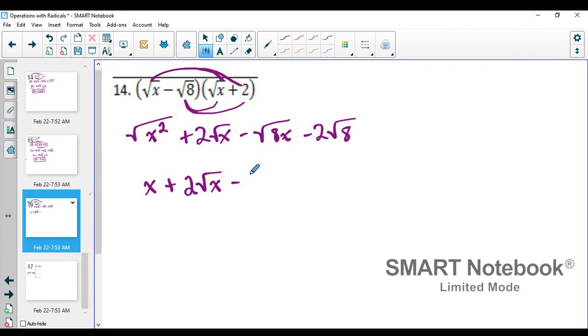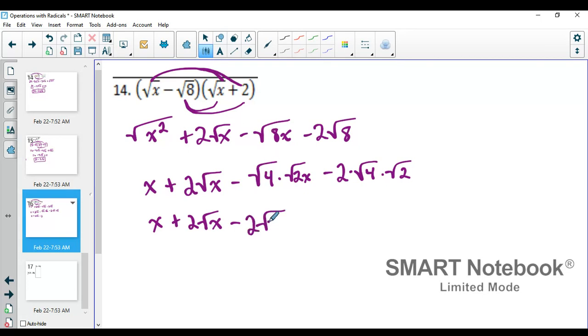So this becomes the square root of 4 times the square root of 2x. We'll just leave the x underneath there. And then the same thing is going to happen over here. So we have 2 times the square root of 4 times the square root of 2. So the x plus 2 square root of x is going to stay the same. Those two aren't going to simplify any further. However, this does. So we have minus, and the square root of 4 is 2. So this becomes 2 square root of 2x. Then minus 2. And then we have the square root of 4, which is 2. So times 2 square root of 2.